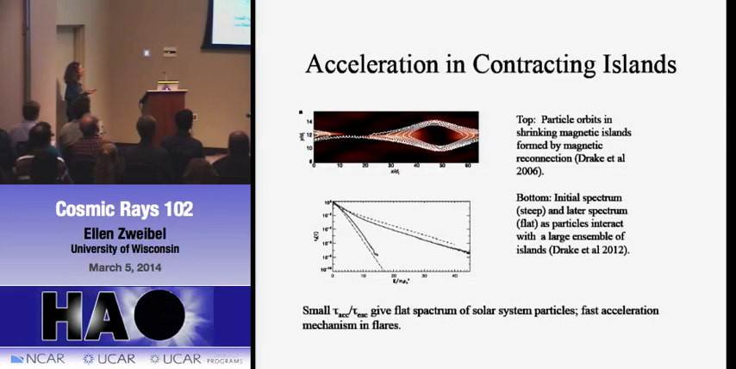Magnetic reconnection is also an interesting mechanism for acceleration. So magnetic reconnection, especially when the current sheets that are reconnecting break up, can form these isolated structures called plasmoids. And these plasmoids, due to their magnetic tension, tend to shrink. And so the particles are trapped in these shrinking magnetic islands, and they gain energy. And here are two energy spectra taken initially and then at later times, showing how a distribution of test particles in one of these reconnection simulations becomes a power law spectrum which flattens with time. And this may give us a fast acceleration mechanism for flares.